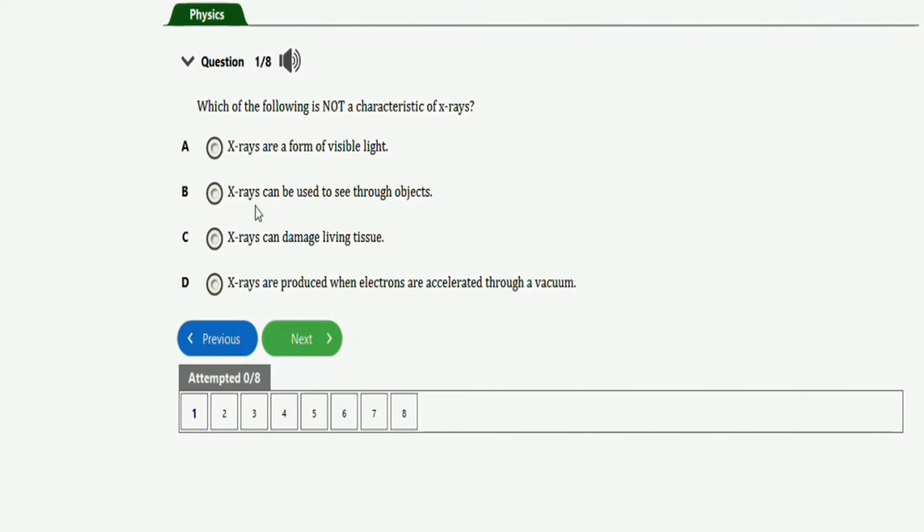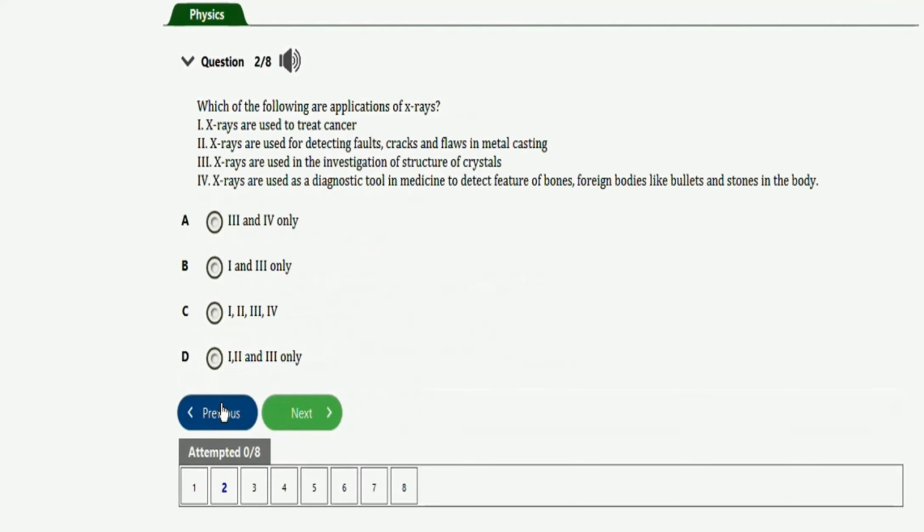The next repeated question will be this one. It says, which of the following are applications of X-rays? X-rays are used to treat cancer. That's correct. X-rays are used for detecting faults, cracks, and flaws in metal casting. That's right. X-rays are used in the investigation of structure of crystals. That's right. X-rays are used as a diagnostic tool in medicine to detect features of bones, foreign bodies like bullets and stones in the body. That's correct. So option C is the right option, I, II and III. Okay, the next question is this one.